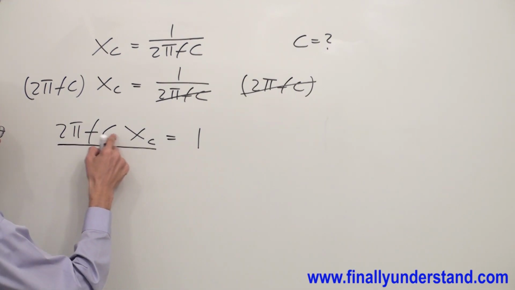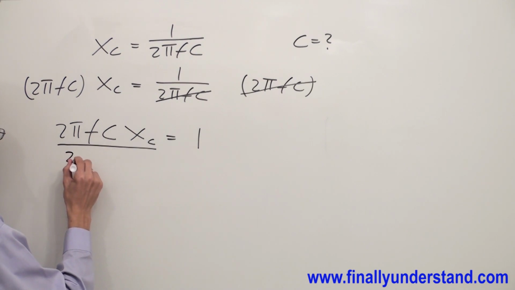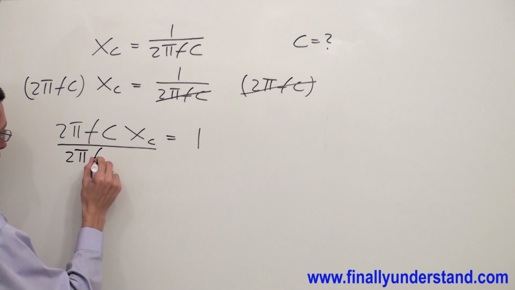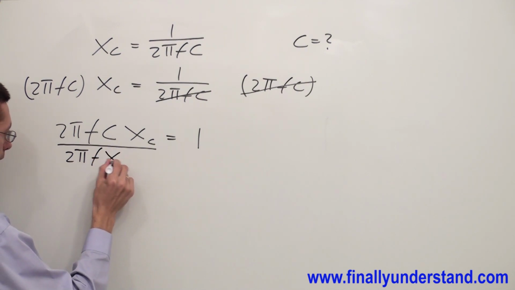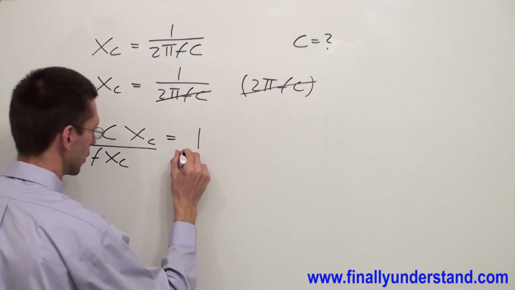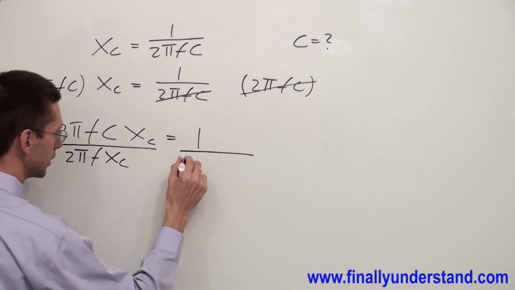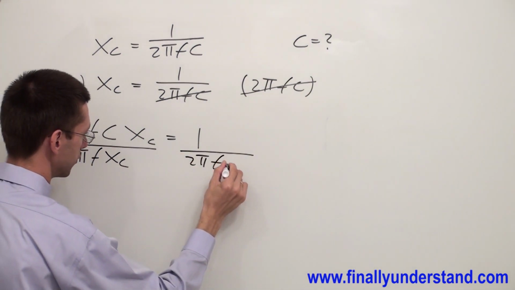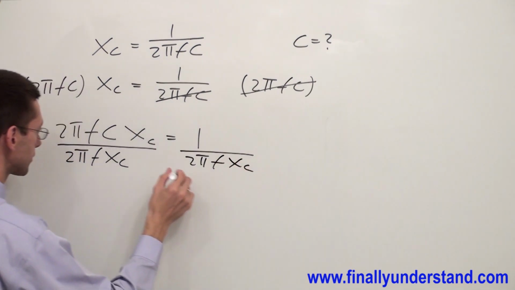Because c is multiplied to them, I'm going to use division. I'm going to divide by every single constant and variable which I don't need next to c. That's why I'm going to have 2 pi f x of c. Whatever I did on the left side, I have to do also on the right side. So I have 2 pi f x of c.